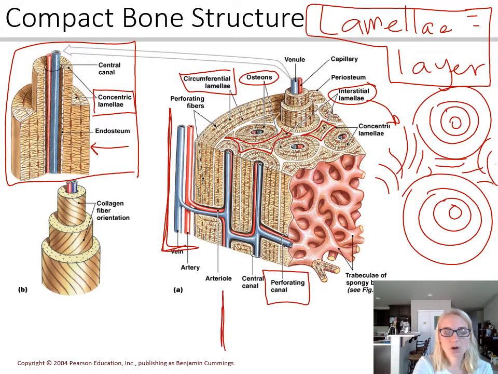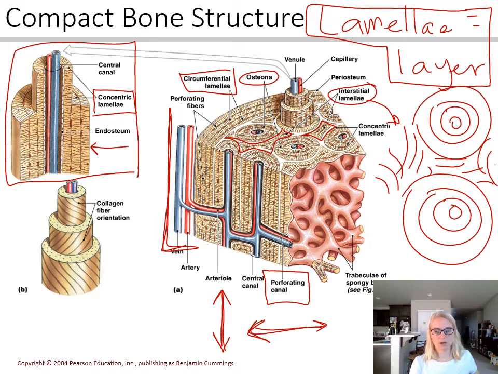So the central canals go up and down, okay? Perforating canals go horizontal to the orientation of your long bone, right? So here's the femur. My osteons are running in this orientation. The central canals are running in this orientation with the blood vessels. Perforating canals are going to be running horizontal to this orientation, or perpendicular. So osteons and central canals are parallel to the bone. Perforating canals are perpendicular to the bone, perforating deep into that compact bone structure.